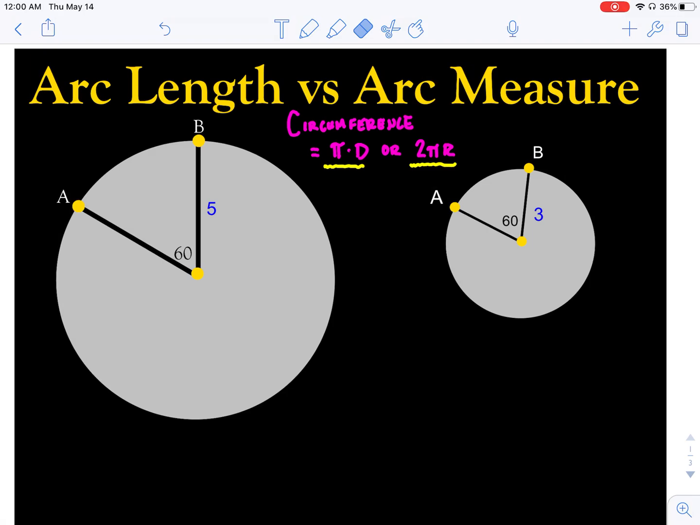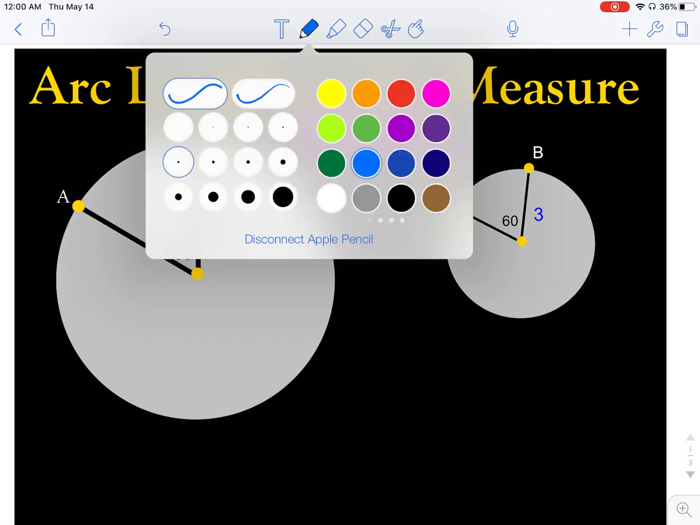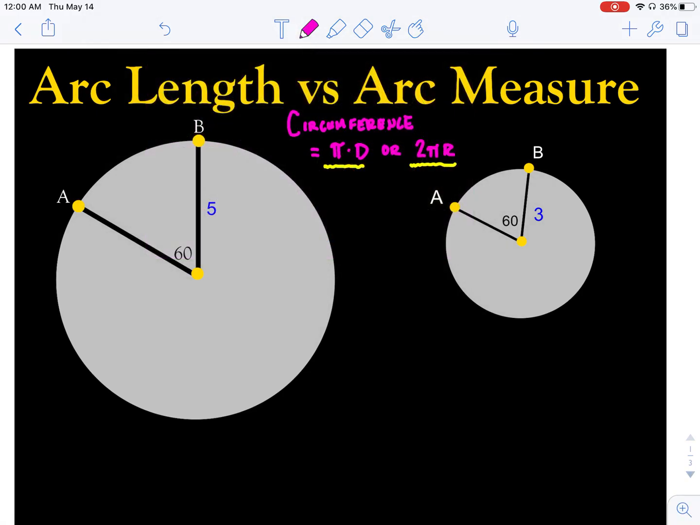Day two, arc length versus arc measure. Arc length is going to be referring to a portion of the circumference. So when I talk about the length of an arc, I am actually talking about how far it is, what is the actual length as you travel along the circle from point A to point B. That would be the arc length. So it's a measure in like inches or feet or some sort of measurable unit of length.